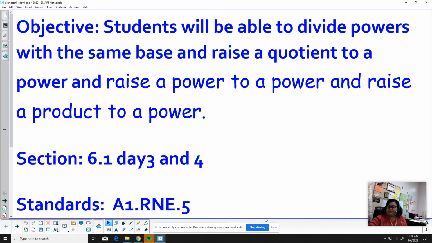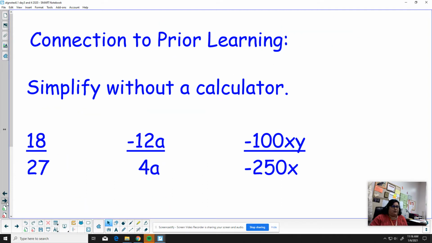Today we're going to be doing more power stuff, more exponent stuff in section 6.1. We're going to divide powers with the same base, and we're going to raise a power to a power. So we're going to do two different skills here. It's kind of separated in the notes. So here we go.